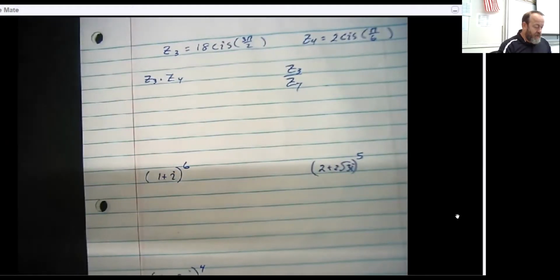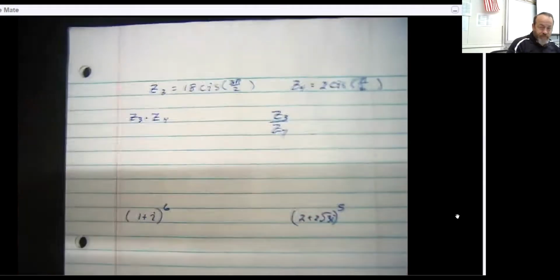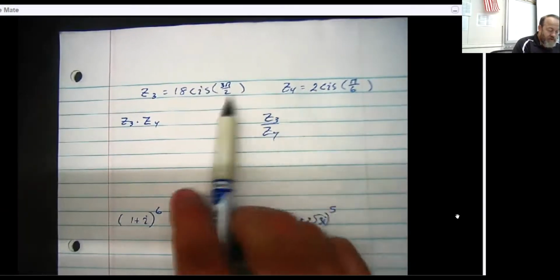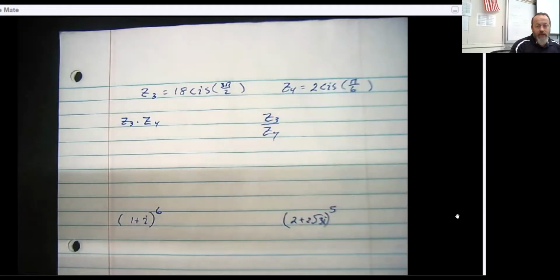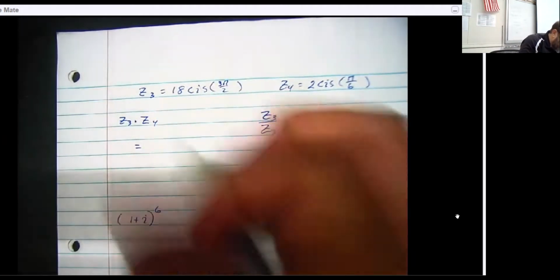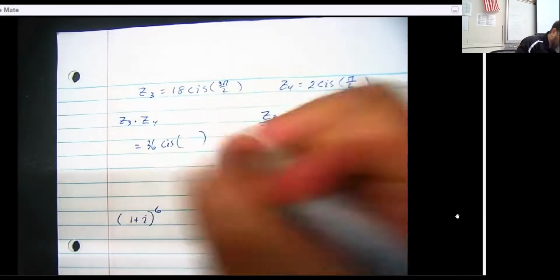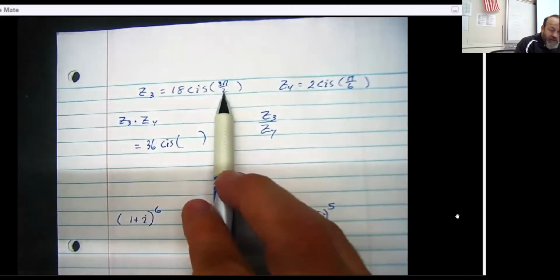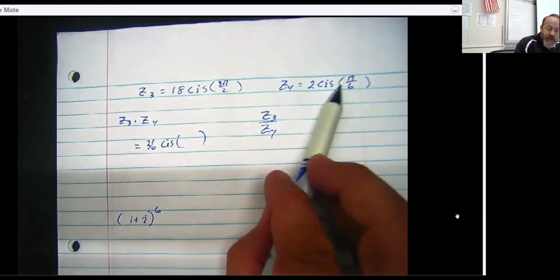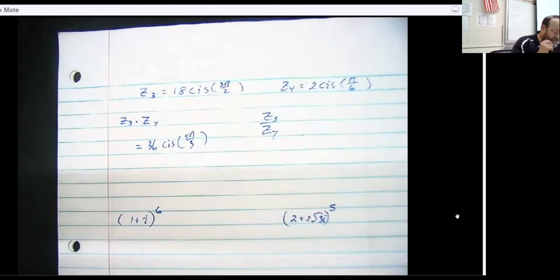Now, sometimes we get a little bit harder. So notice these are unit circle values. So this time I am going to take it a tiny bit further. We're going to go ahead and multiply the modulus. That's 36. And then I'm going to add the angle. So this is 9 pi over 6 plus pi over 6. This is 10 pi over 6. But I'm going to reduce that down to 5 pi over 3.